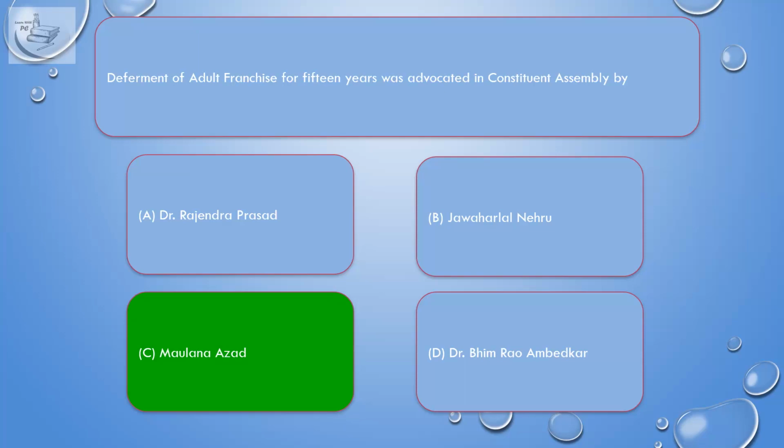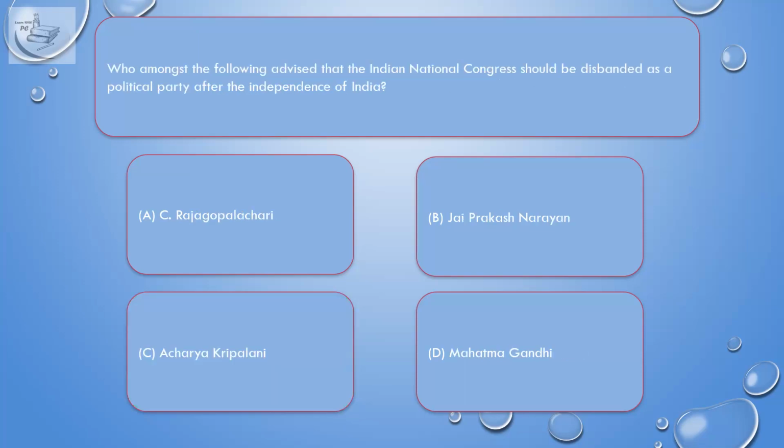Correct answer is C. Maulana Azad. Question: Who amongst the following advised that the Indian National Congress should be disbanded as a political party after the independence of India? A. C. Rajagopalachari, B. Jaya Prakash Narayan, C. Acharya Kripalani, D. Mahatma Gandhi.